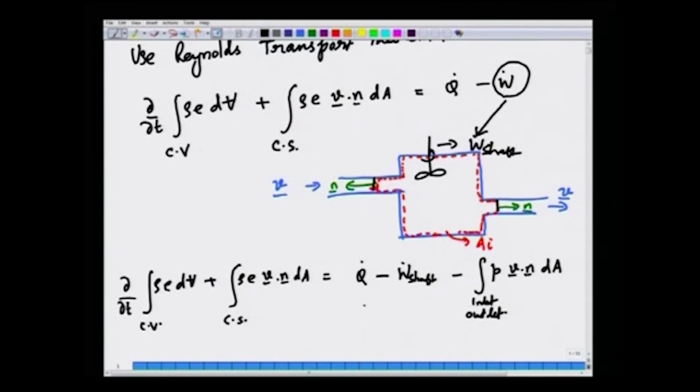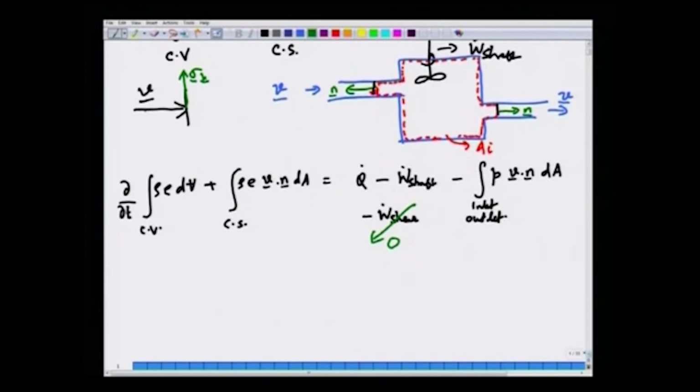And in general there is no shear work at the entrance and exit, because if you choose the control surface to be normal to the inlet velocity, the shear stresses act in the direction perpendicular to the inlet velocity. So, the dot product of these two orthogonal vectors is obviously 0. So, the shear work can be set to 0 by choosing the control surface carefully.